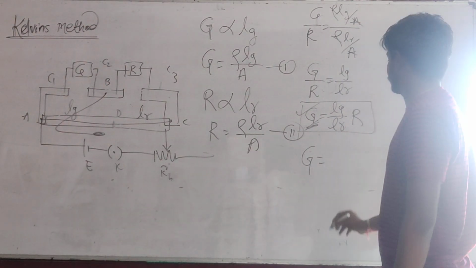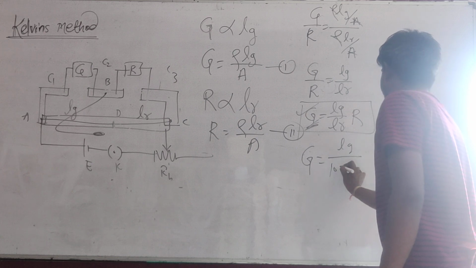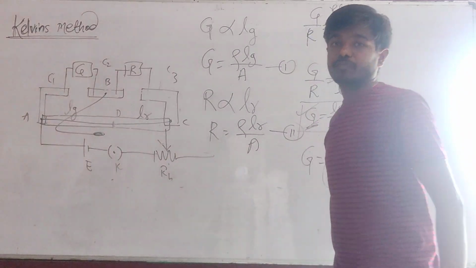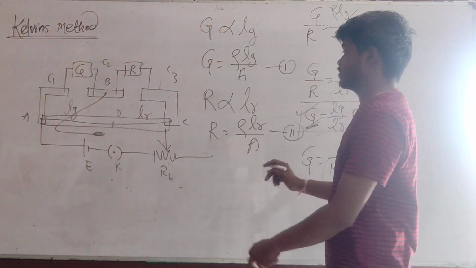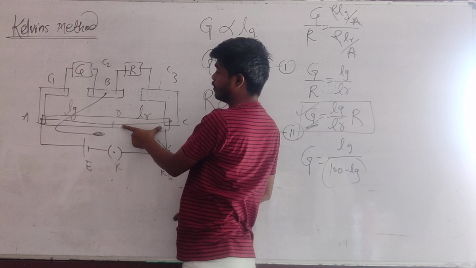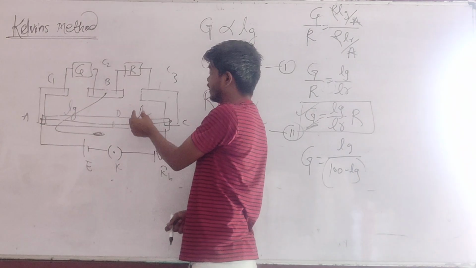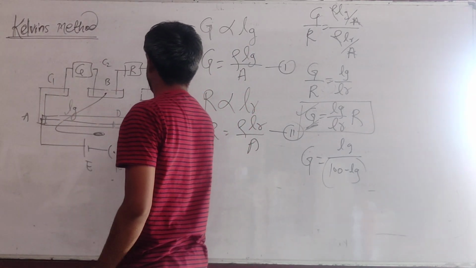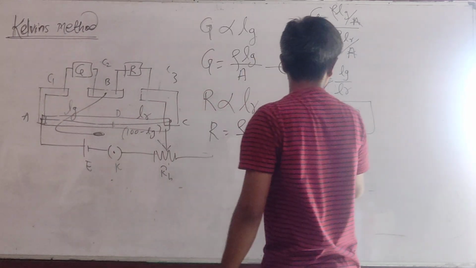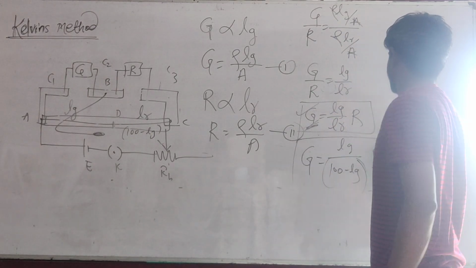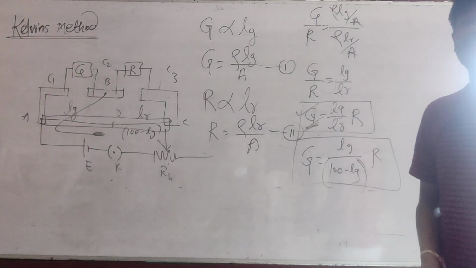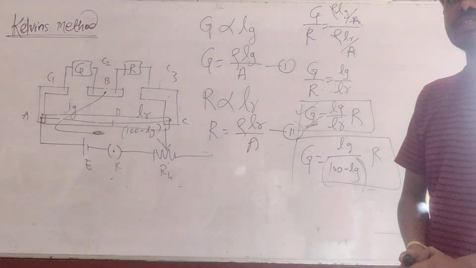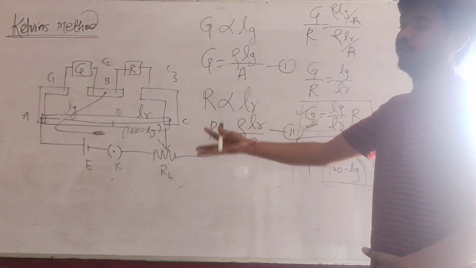This can also be deduced as G is equal to Lg upon 100 minus Lg. This means the wire should be 100 centimeters, that is, 1 meter. So this value is Lg, and this is 100 minus Lg, which replaces Lr. This expression can be used for finding the value of the unknown resistance of a galvanometer by the Kelvin method.